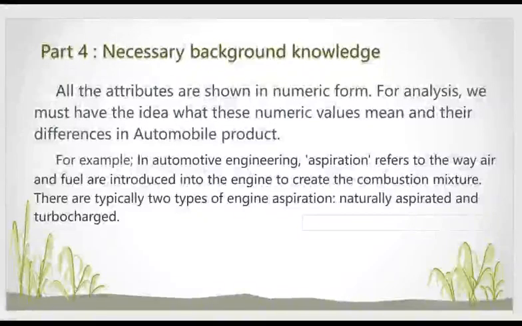Part 4: Necessary background knowledge. First, all the attributes are shown in numeric form. For analysis, we must have the idea what these numeric values mean and their differences in automobile products. For example, in automotive engineering, aspiration refers to the way air and fuel are introduced into the engine to create the combustion mixture. There are typically two types of engine aspiration: naturally aspirated and turbocharged.